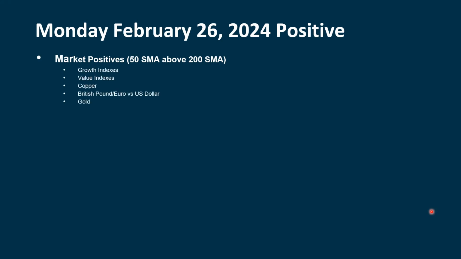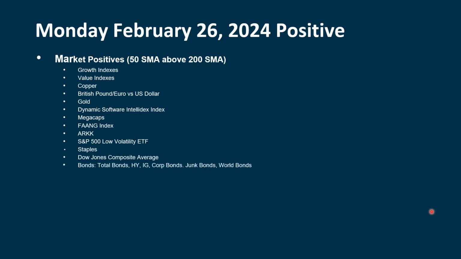Then at the very end, I look at some different areas and I say, what are those things that are positive? My definition of positive is when the 50-period simple moving average is above the 200-period simple moving average. So we have the growth indexes and value indexes. Copper, the British pound and the euro compared to the dollar, gold, the big software companies, mega caps, the FANG index, ARK, low volatility stocks, the staples, the Dow Jones Composite Average, all the different bonds based on price that we look at, the high yield bonds, investment grade bonds, corporate bonds, junk bonds, world bonds. Even though they've been falling back in price, they're still in longer term uptrends.